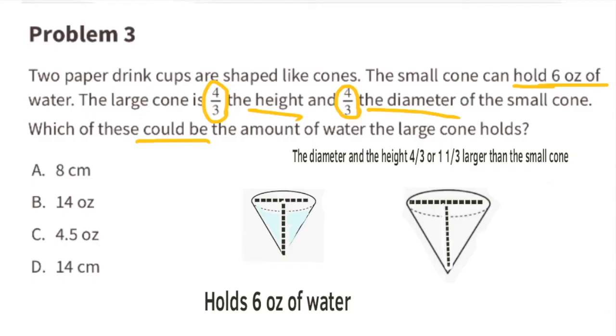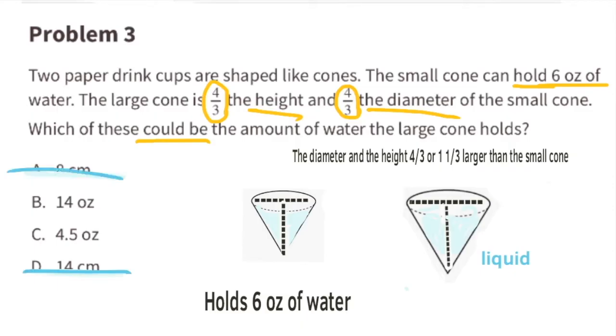We also know that the height of the larger cone is also 4/3 or 1 1/3 larger than the height of the smaller cone. Looking back at the question, it asks which of these could be the amount of water the large cone holds. Since the large cone is larger than the smaller cone, and the smaller cone holds 6 ounces of water, there's only one choice here that could be true, and that would be 14 ounces.